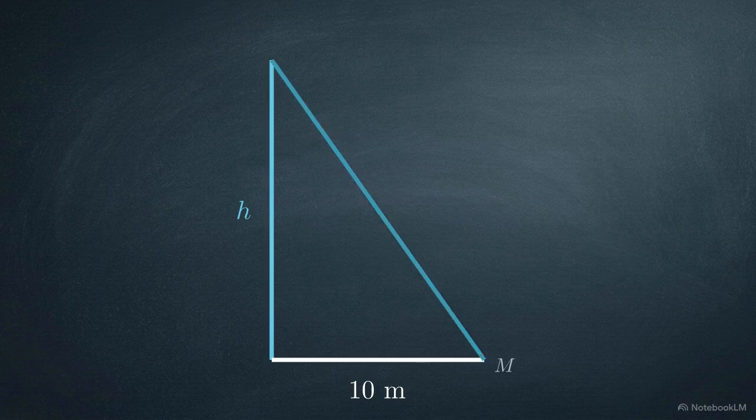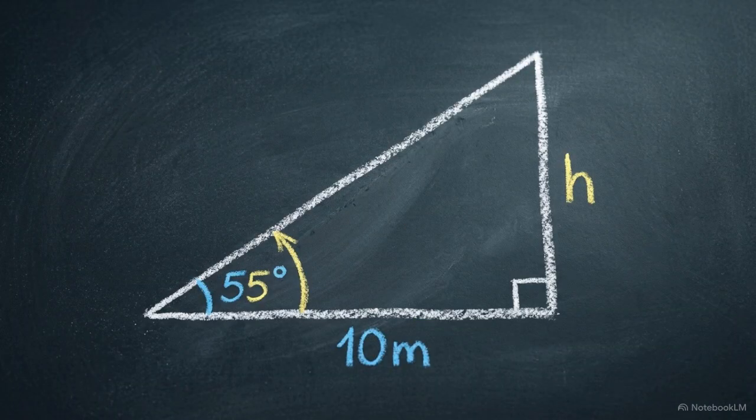Here is our vertical pole, which we will call h for height. Extending directly from its foot is a horizontal distance of 10 meters. Now we close the shape. The question gives us an angle of elevation of 55 degrees. Remember, an angle of elevation always starts from the observer's position on the ground, looking up toward the top of the pole. Taking 10 seconds to draw this right-angled triangle correctly is the most important step you will take.